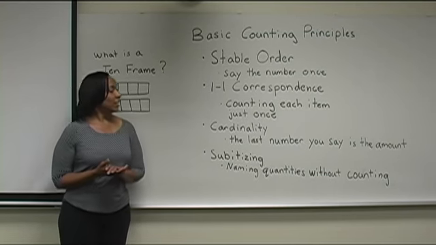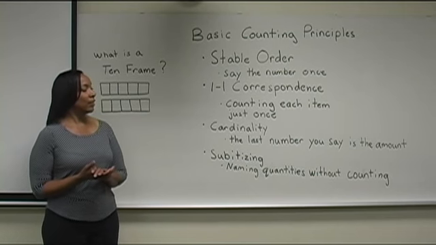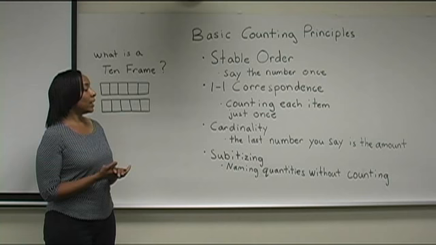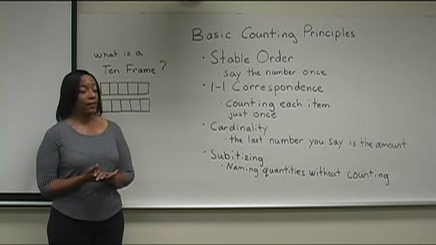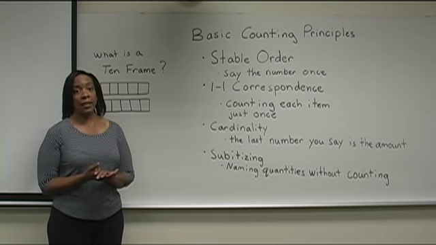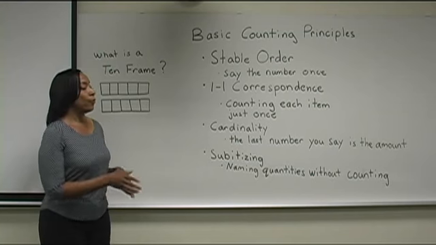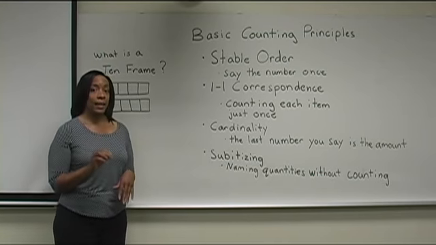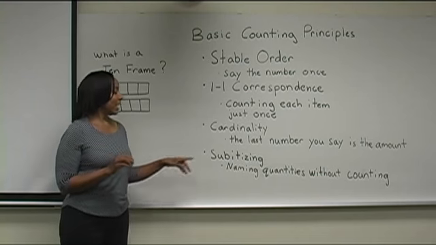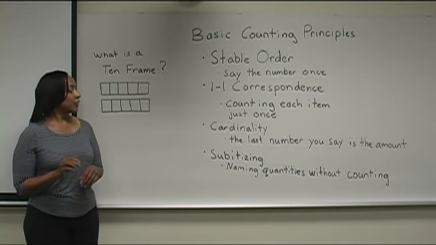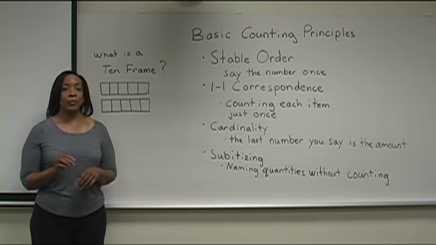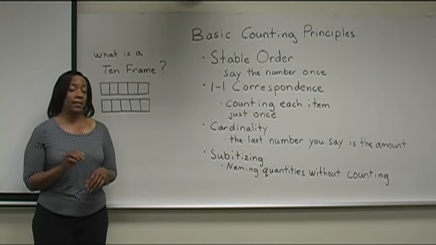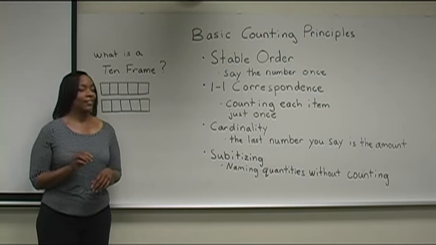The next principle is the principle of cardinality, which means when you count items in a set, the last number that you say is the amount in the set. So if we have, say, a set of 5 small objects, when you are finished counting, the last number you would say is 5, and that names the amount in the set. And then finally, the principle of subitizing, which is being able to look at a set and name the quantity in that set without counting at all.